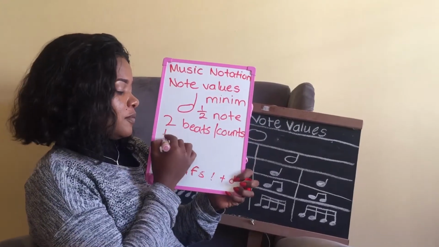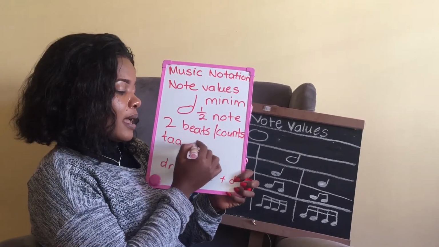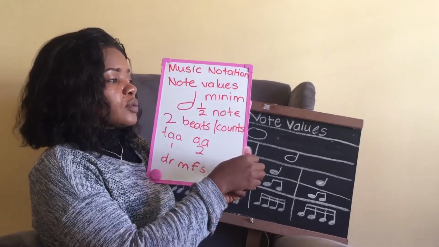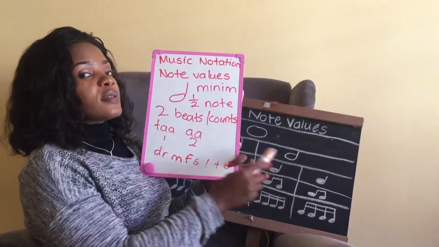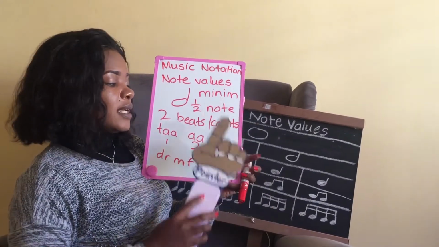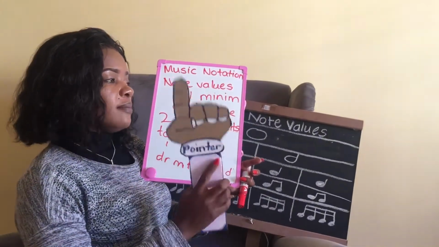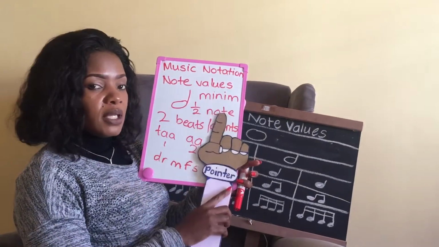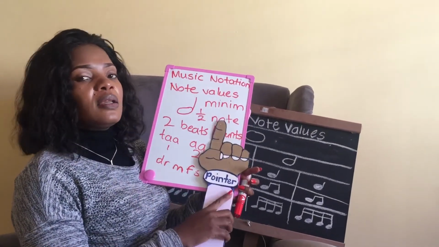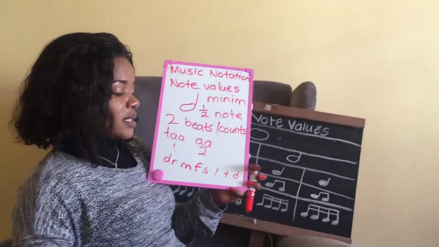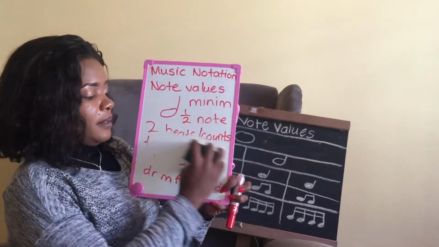When we are clapping this minim, we go like this: Ta, ah. 1, 2. If it's on mi, we go like this: Mi, mi, mi. 1, 2. So that is the value of the minim.